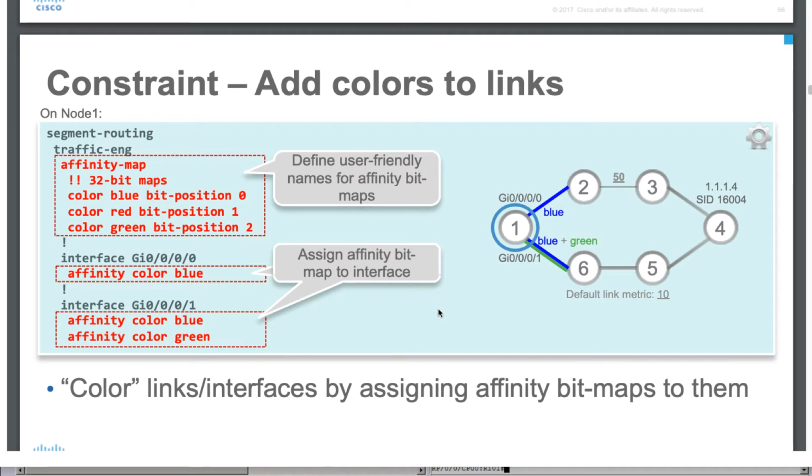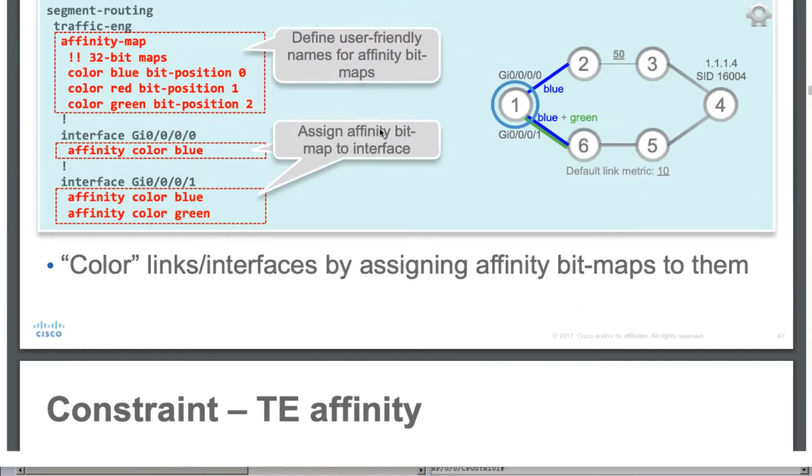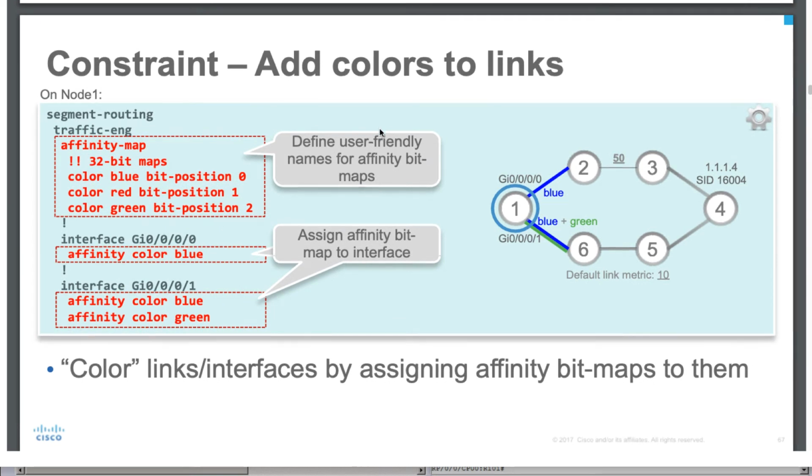So if I have to quickly look over here, let's see what we have. It says add colors to link. As we said, let's go step by step. Step number 1 would be creating an affinity map.